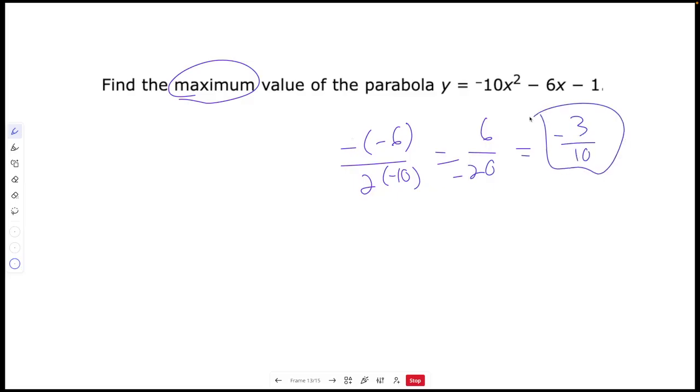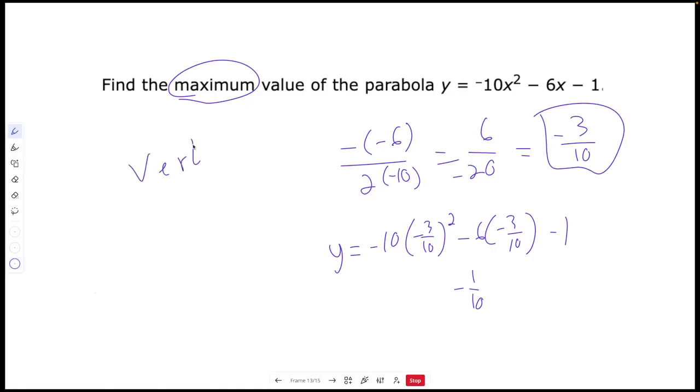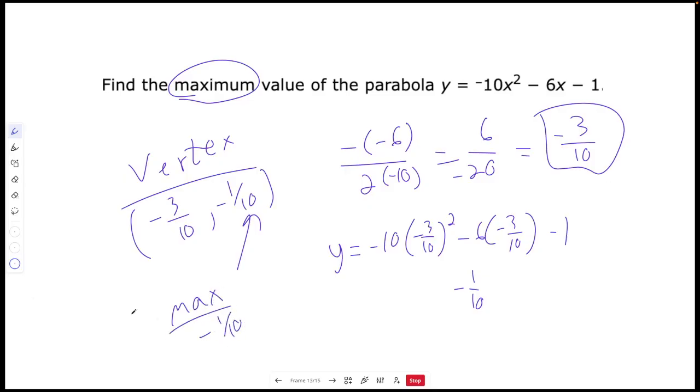All right, that's the x-coordinate, and then we just plug that back in, right? So then we get y equals negative 10 times negative 3 over 10 squared minus 6 times negative 3 over 10 minus 1. Plug that into a calculator. And when you do that, or you do it by hand or whatever, you get negative 1/10. So your vertex is located at negative 3/10 and negative 1/10. But the maximum value, remember, is just the y value. So the maximum value is negative 1/10.